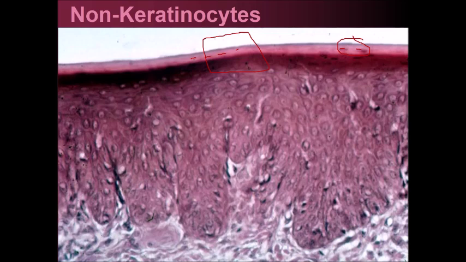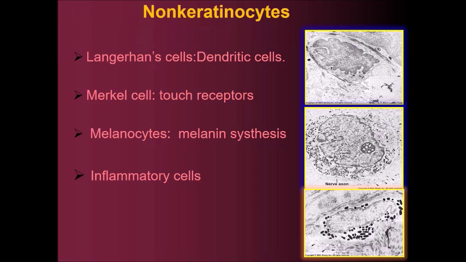So going back, what are the cells that do not stain with eosin and hematoxylin, which are called the clear cells or non-keratinocytes? They do not have the ability to produce keratin. They have other functions. These are the non-keratinocytes that are seen in the epithelial tissue. At first, we have the Langerhans cells, which are dendritic, antigen-presenting or immunocompetent cells. Merkel cells are touch receptors or mechanoreceptors. Melanocytes are melanin-producing cells, and then inflammatory cells.